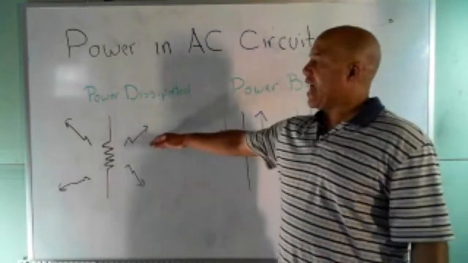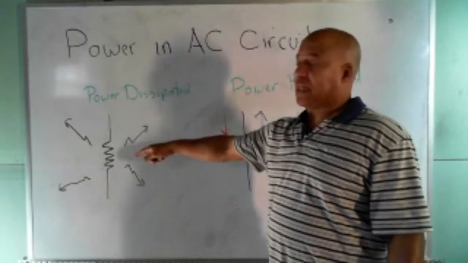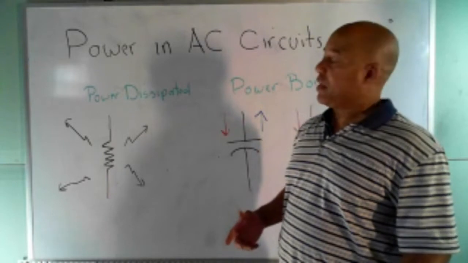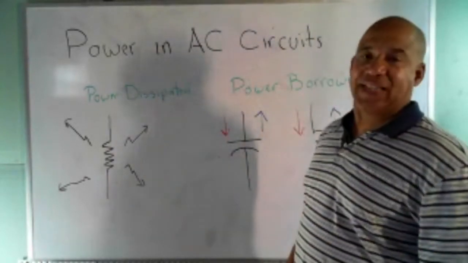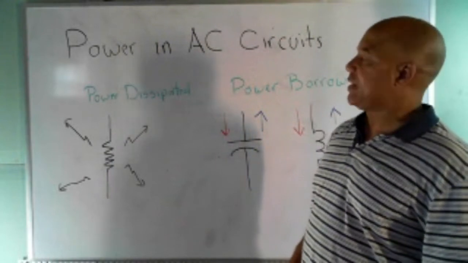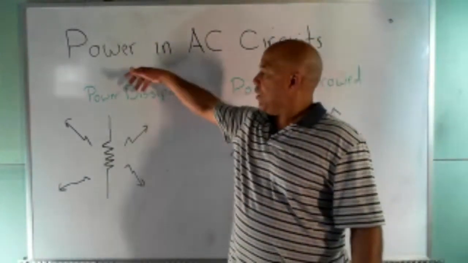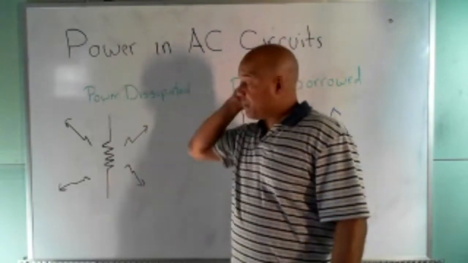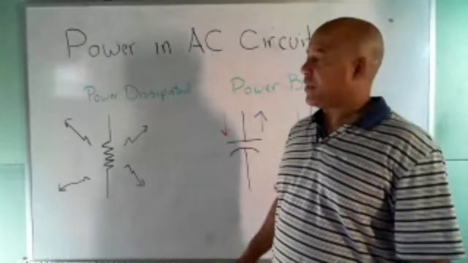If I have a resistive element, the energy flows into the resistor, and you know from experience that the resistor will heat up. So a resistor will dissipate power. That is, it'll take the electrical energy and convert it to heat. With a resistor in the circuit, as energy flows through the circuit, some of the energy is lost to the environment as heat.